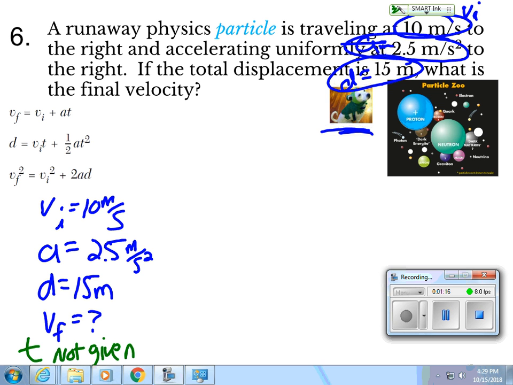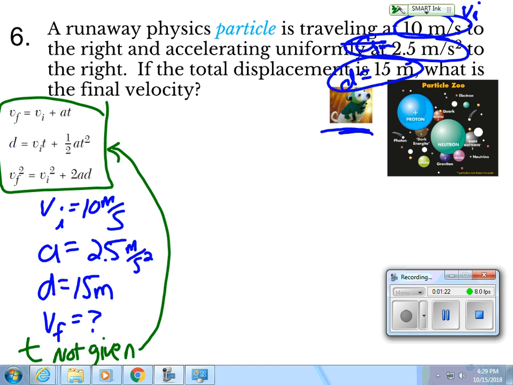So, under that information, I look up here and I choose equations that do not have time. So, here's a time equation, and here's a time equation. Don't choose those. So, not given. Do not use these. I don't know if you could read my handwriting upside down, sloppy. All right.